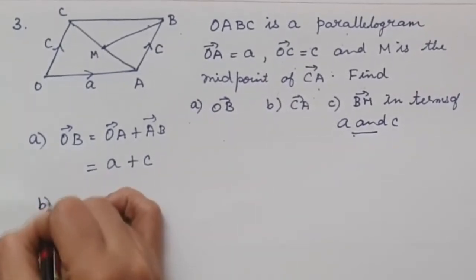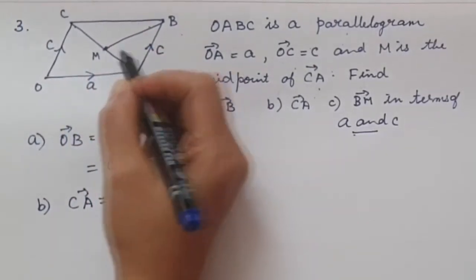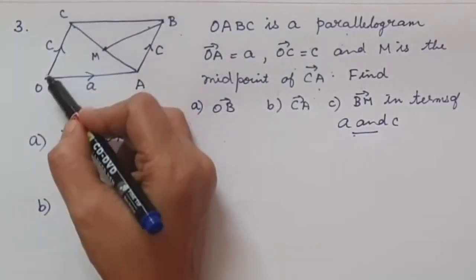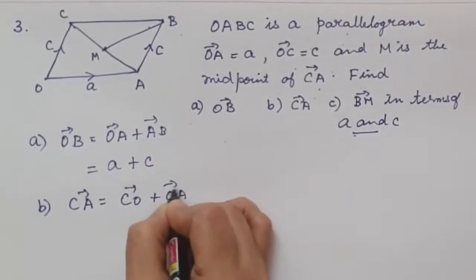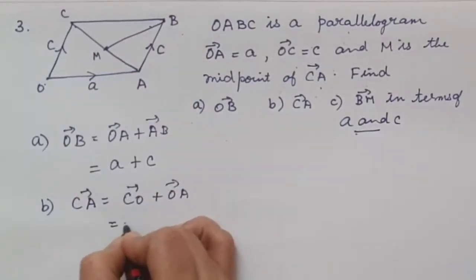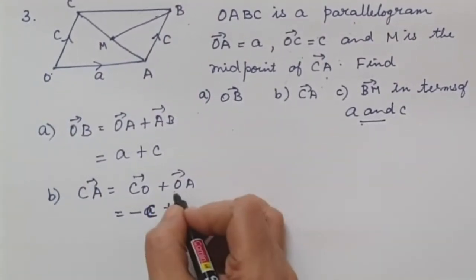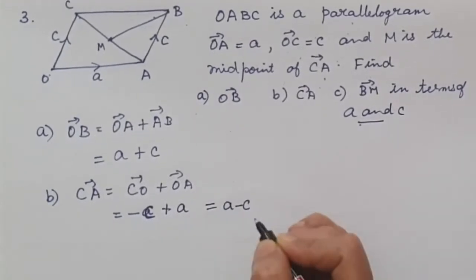The next one, part B, we'll find out what CA is. CA can be written as CO plus OA. CO is against the arrow, so it will be equal to minus C, and then OA is A. So we can write this as A minus C.